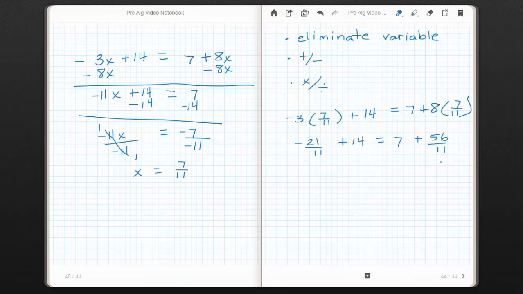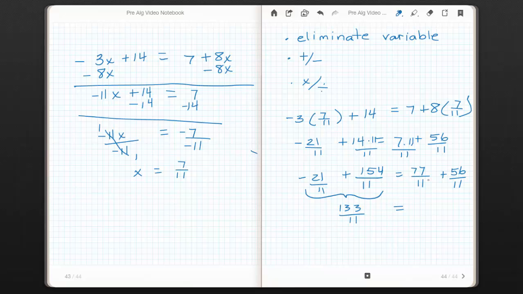I've got a lot of denominators, luckily they're the same, so let's just change everything to 11ths and clean it up a little bit here. That makes 154/11, 77/11 plus 56/11. So on this side, that's basically 154 minus 21, which is 133/11. And on this side, 77 plus 56 is also 133 11ths, so both sides are equal, and we verified that.